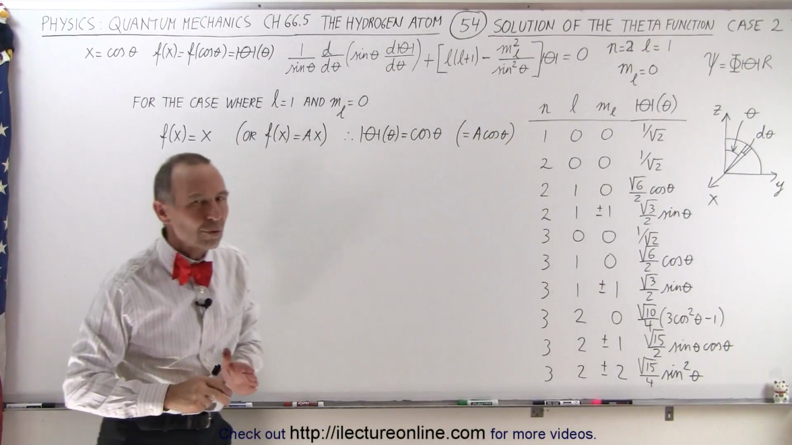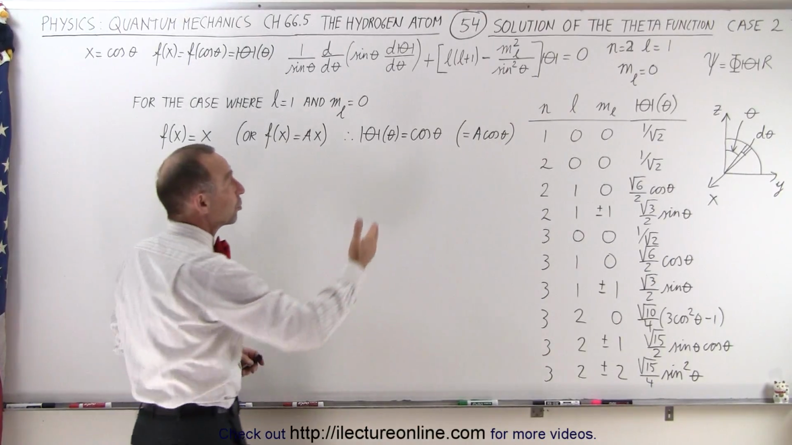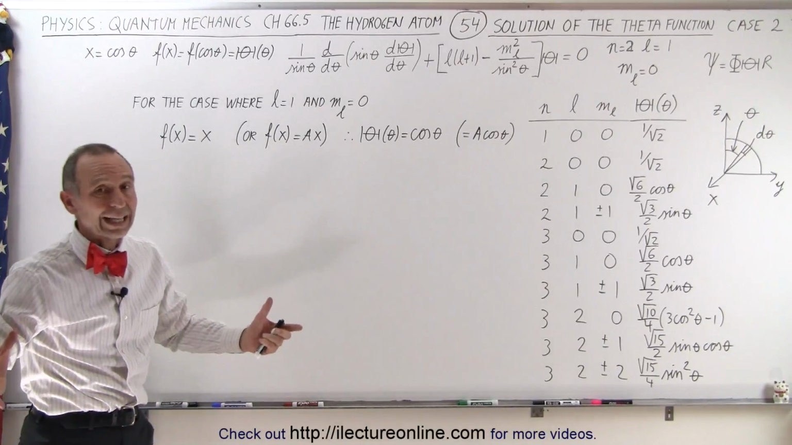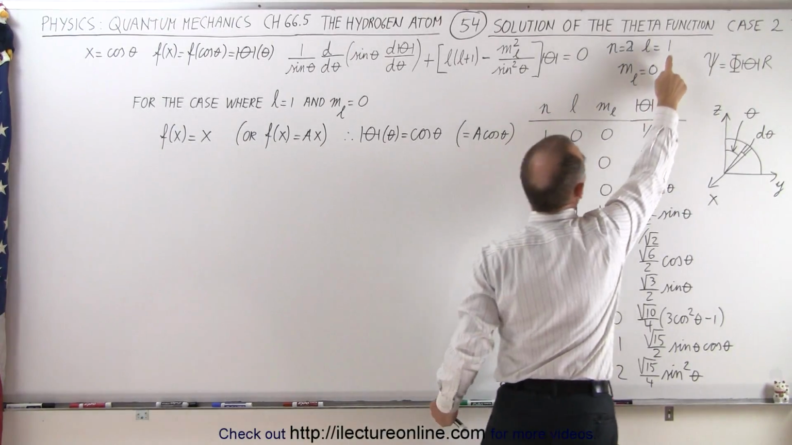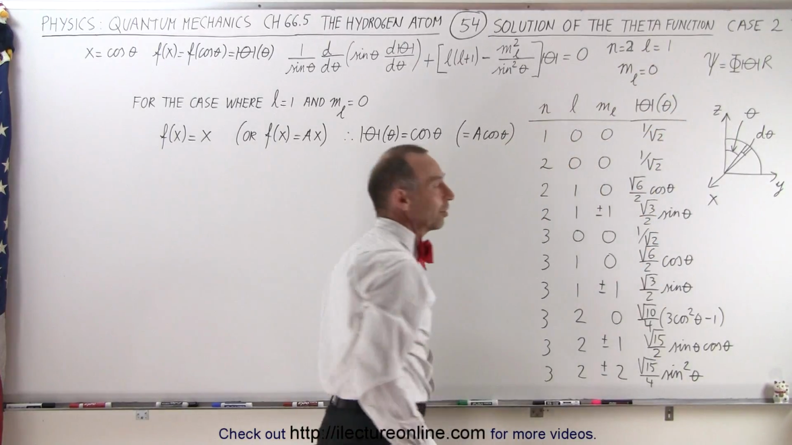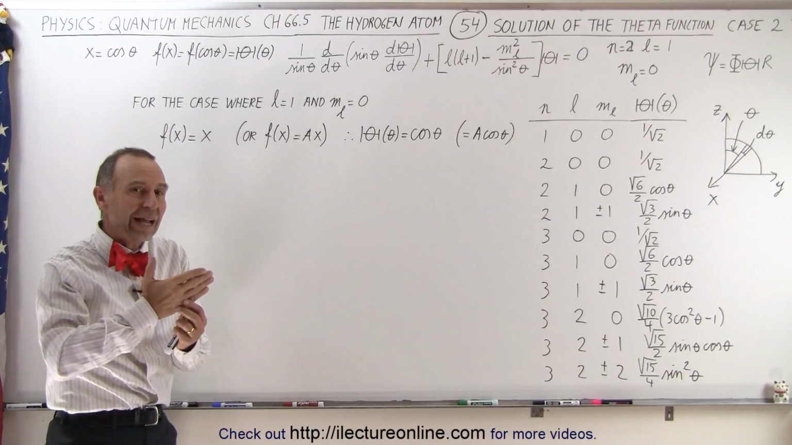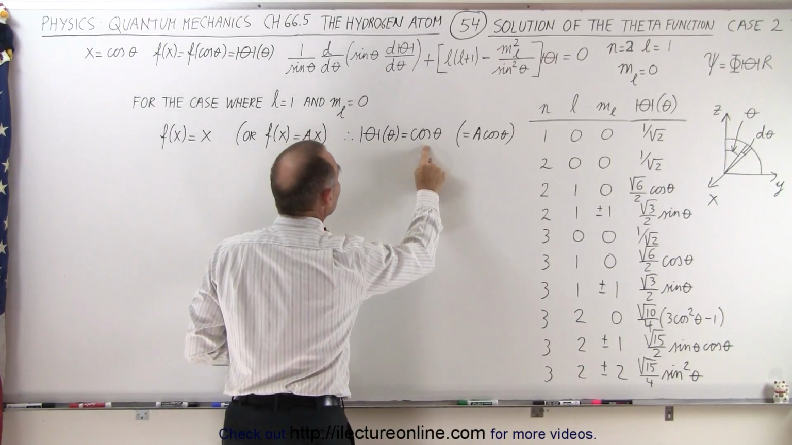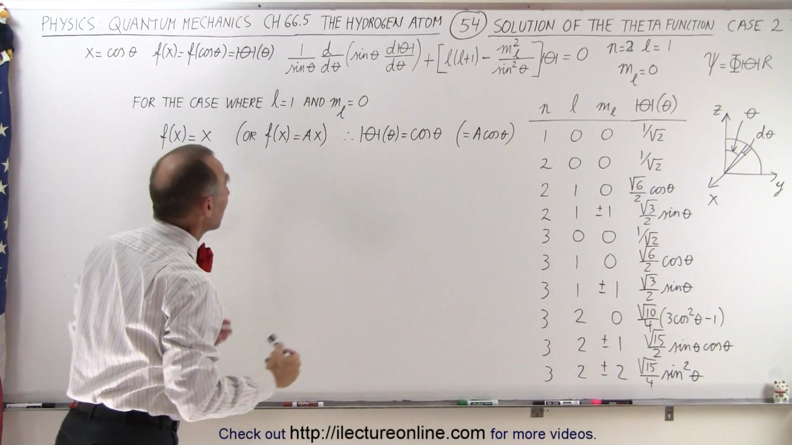But what we're going to do here, so that you just don't have to take my word for it, is take this solution and plug it back into our original differential equation to see that it does indeed solve the equation in the case where L equals 1 and M sub L is equal to 0. So let's go ahead and do that so you feel comfortable. Even though we haven't actually solved the differential equation yet, we're going to plug the cosine of theta back in, so you'll see that it actually comes out correctly.